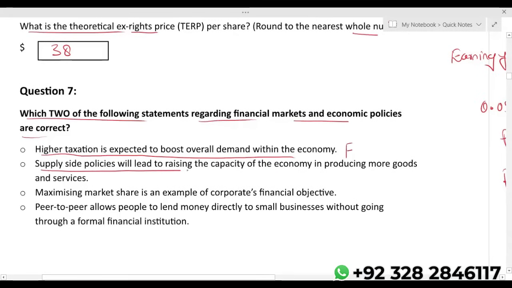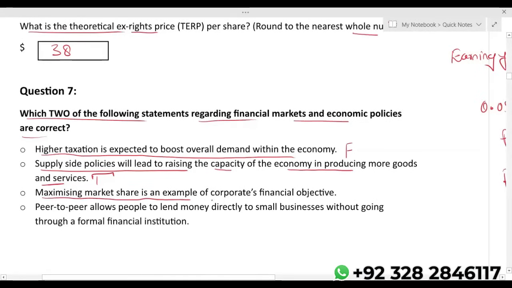Supply side policies will lead to raise capacity of the economy in producing more goods and services. True. For example, if the money supply is available and there's a rise in the money supply, then obviously there will be more businesses regarding production, regarding services. When there will be money in the economy, definitely you will get the benefit in case of production and services.